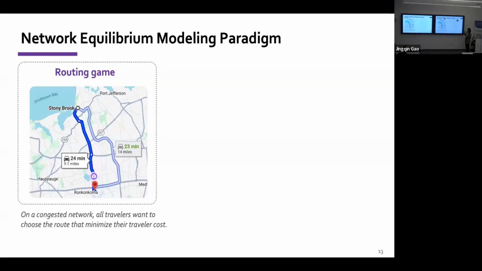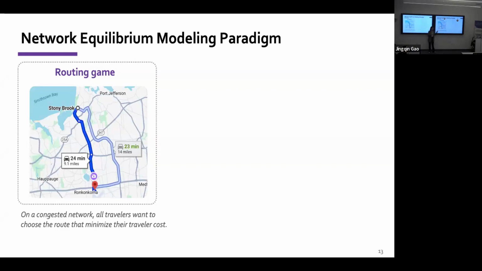In the field of transportation, planners have game theoretical models to capture people's behaviors on a congested network. Here's an intuitive example. Suppose I want to go from one station to the other. If I'm the only traveler in this road network, then I can just choose the quickest or shortest path.